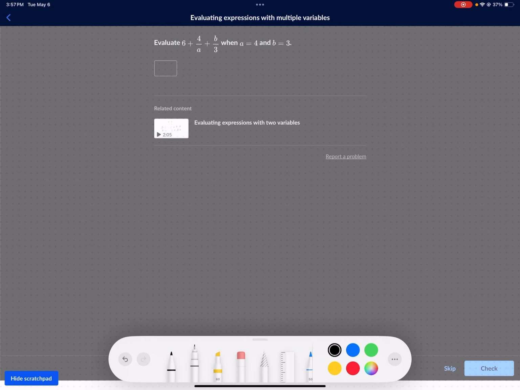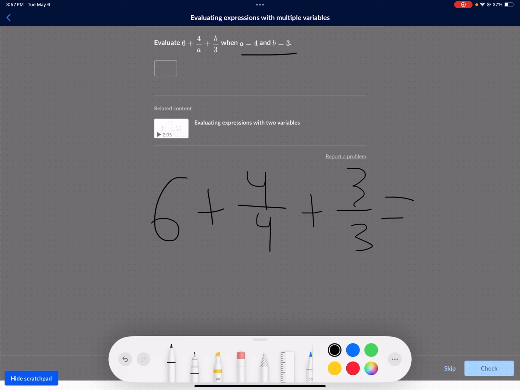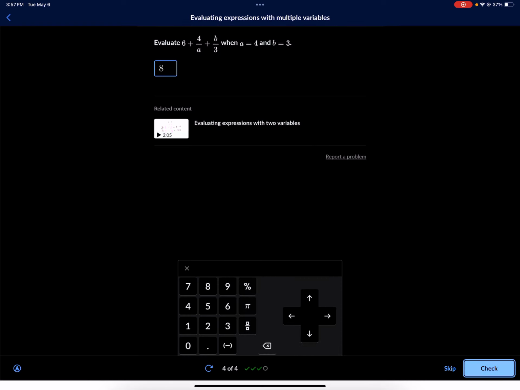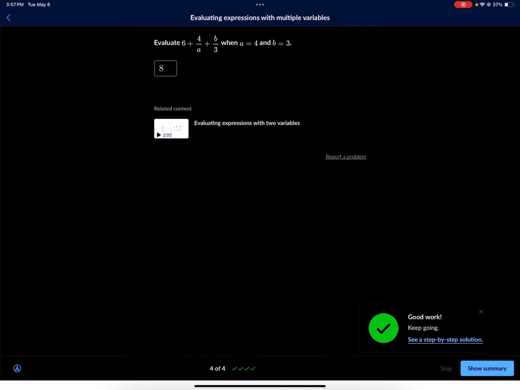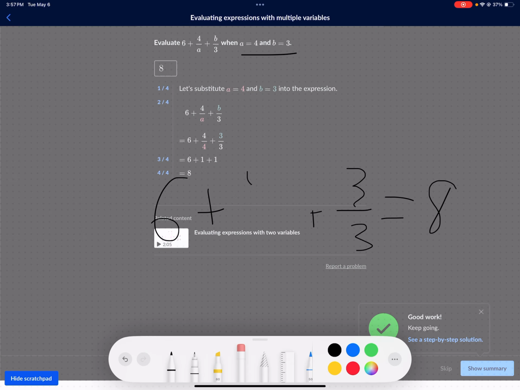Who knows? Evaluate 6 plus 4 over a plus b over 3 when a is 4 and b is 3. 6 plus 4 over 4 plus 3 over 3. You guys know how I got that? Plug and chug right here. So 6 plus 4 over 4 is 1, and then 3 over 3 is 1. So 6 plus 1 plus 1 is 8. 8 is our answer. If you got that right, good job. If you didn't, well, that's okay. Here's the videos, but otherwise, happy studying.